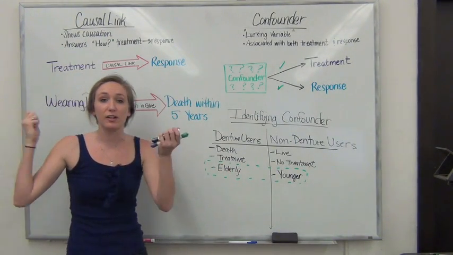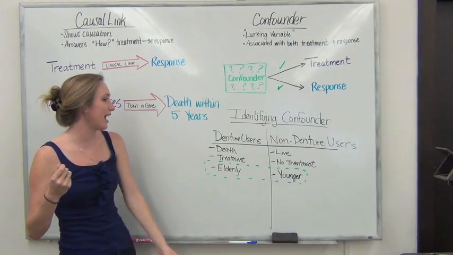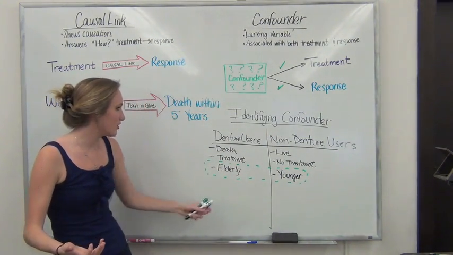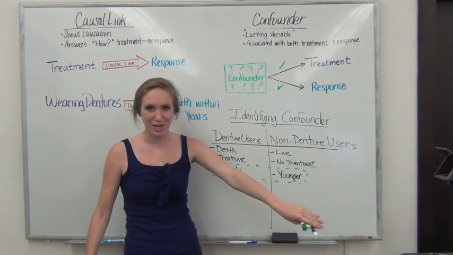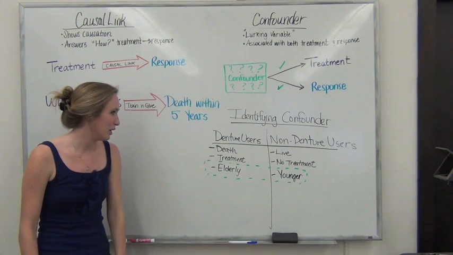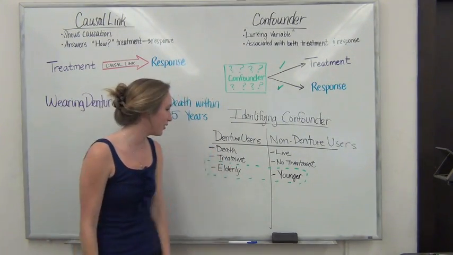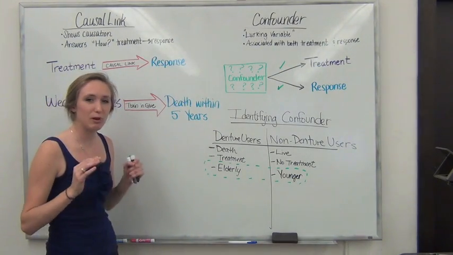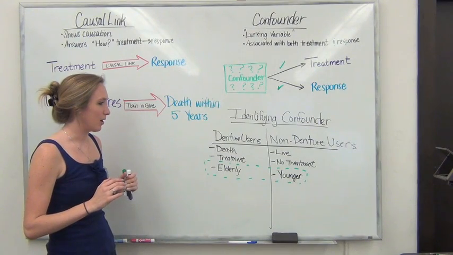So, can we think of any other differences? Usually, I would list a lot of them, but we only care about the relevant ones, right? Denture users are more likely to have gray hair than non-denture users. Denture users are more likely to listen to 1940s music than non-denture users. These wouldn't necessarily fit in our confounder box. They have to be relevant to explaining why the treatment and the response are observed together.